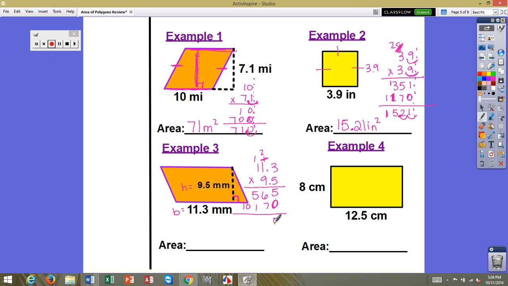Add up what we got. 5. 7 plus 6 would be 13. 1 plus 5 plus 1 would be 7. Bring down 0, bring down 1. And then I need to go back up to that wall. I need to figure out how many digits I have between the decimal and the wall. There's 1. There's 2. So I'm going to move it over 1, 2 in my answer. 107.35 millimeters squared.